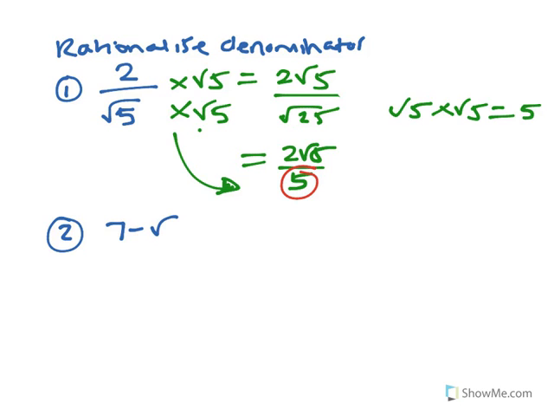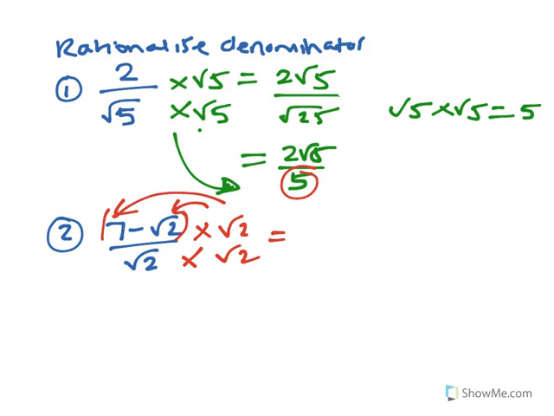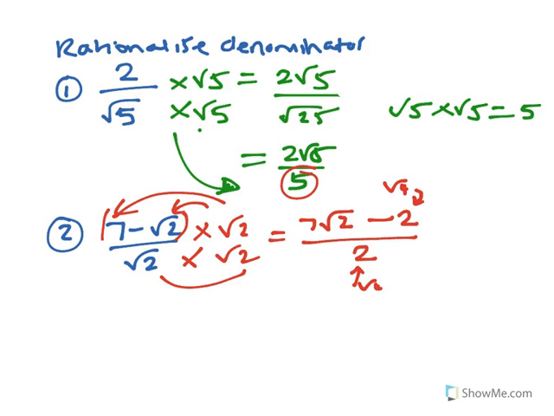Okay, 7 minus root 2 on root 2. If you're looking at that one, multiply the top and bottom by root 2. Then when you expand the bracket, you get 7 times root 2, which is 7 root 2, and root 2 times root 2 is root 4, which gives you 2.